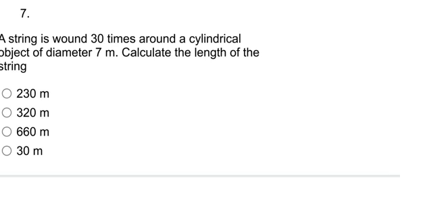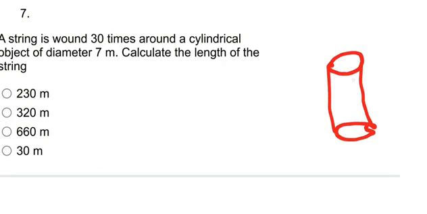Now, number 7. A string is wound 30 times around a cylindrical object of diameter 7 meters. So calculate the length of the string. So the first thing we need to do is this. So find the perimeter of this, a cylinder. This is a cylinder. Now a string is wound around it. This is what they're trying to say.